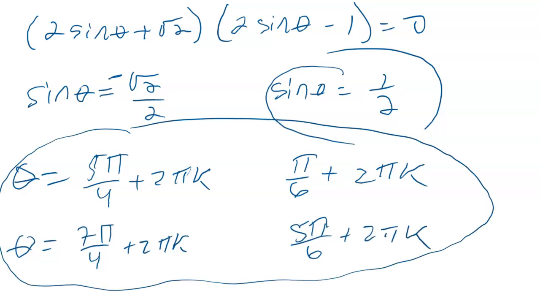Here's all my answers. I'm going to double check them just for good checking. Let's see, pi over 6 plus 2 pi k, 5 pi over 6 plus 2 pi k, 5 pi over 4 plus, perfect. Let's go one more. I'm like a little bit on a roll. Little bit. I will probably not be able to do this problem. Let's see.